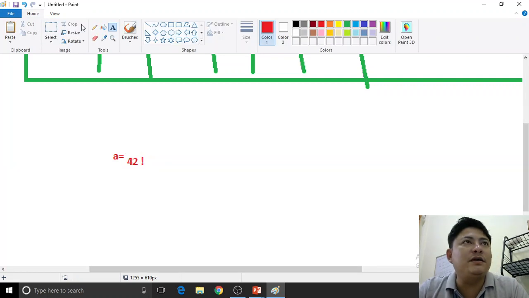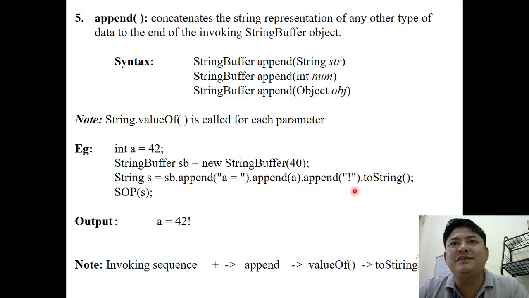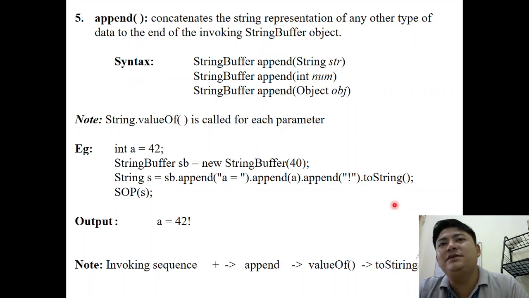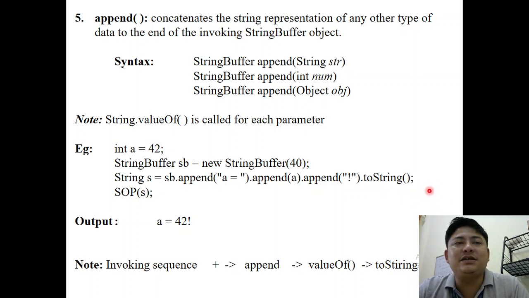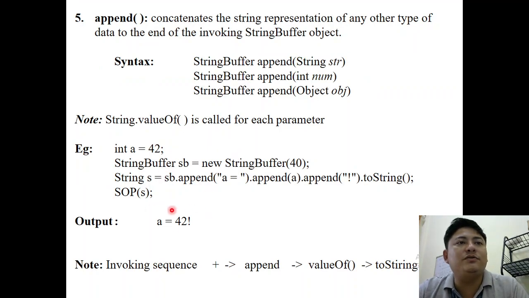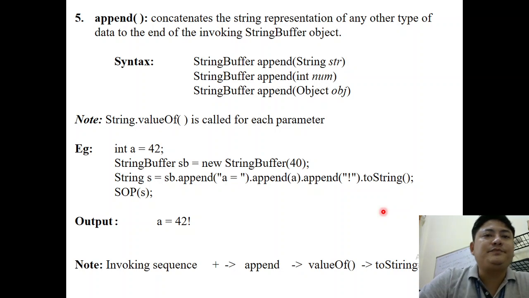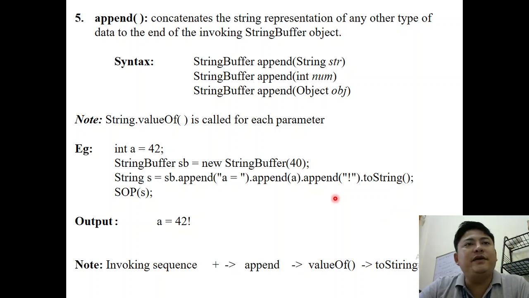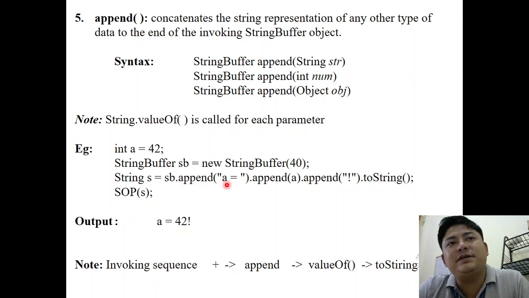Then everything will be sent to toString to find the string equivalent, and once the string is formed, that will be assigned to s. So this will be referring to s. That's how you will get the output "a equals to 42". Somewhere you have inserted string literals directly, somewhere the value of the integer variable, and so on.